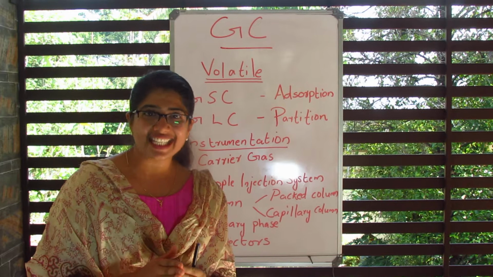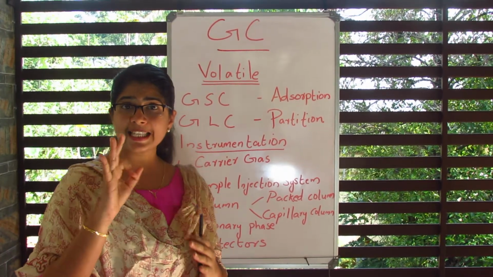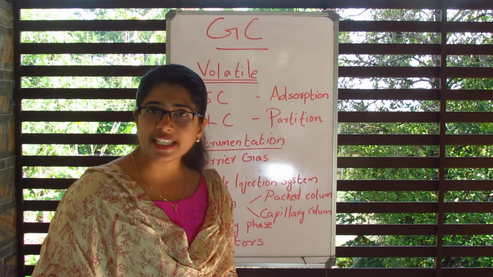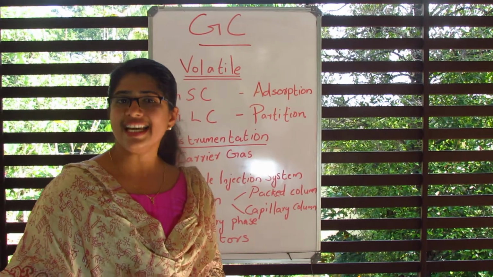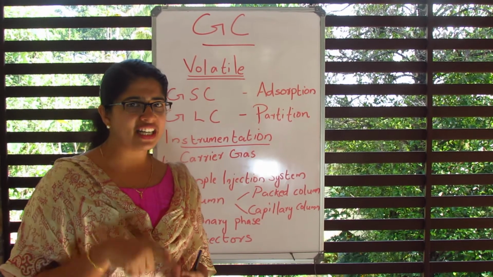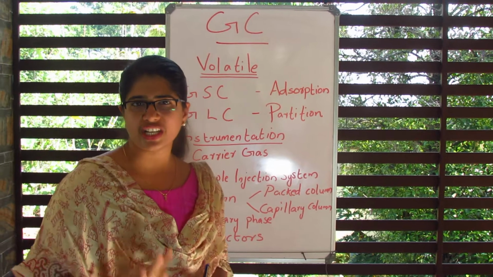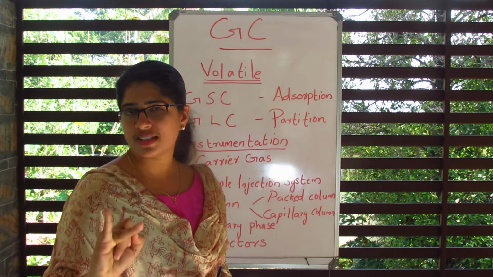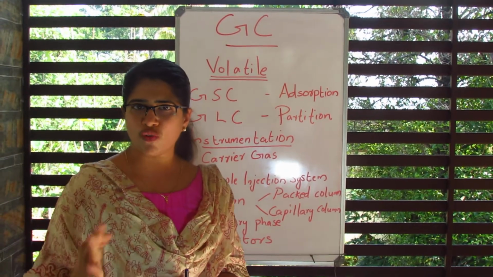In GLC, the liquid stationary phase must possess these three characteristics. First one, it is chemically inert in nature. Second one, it must have high thermal stability. And third one, it has low volatility. So listen here once again. Three important characteristics of liquid stationary phases: chemically inert in nature; second, it possesses high thermal stability; and third, it must have low volatility.